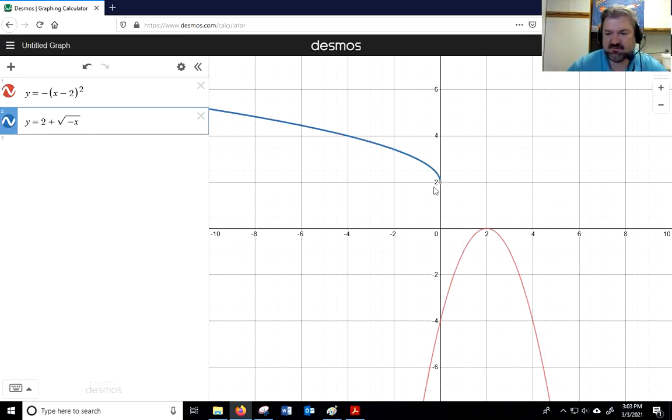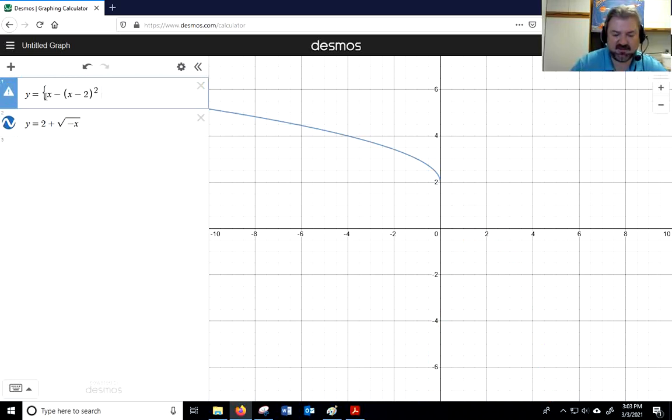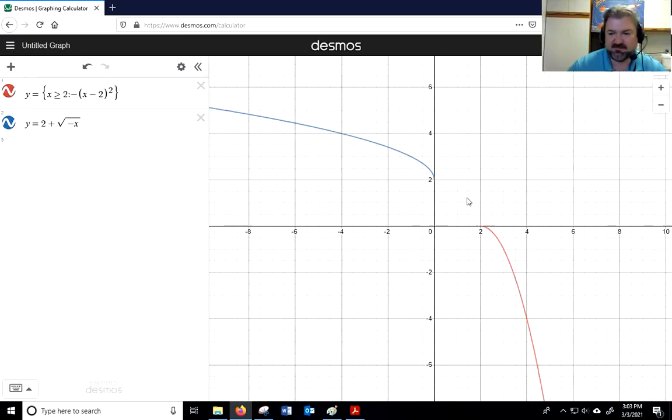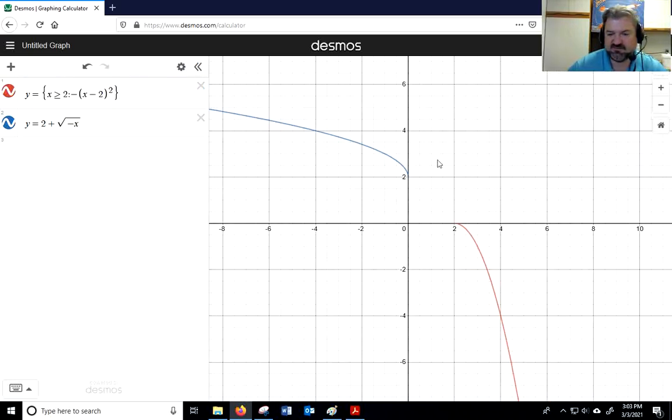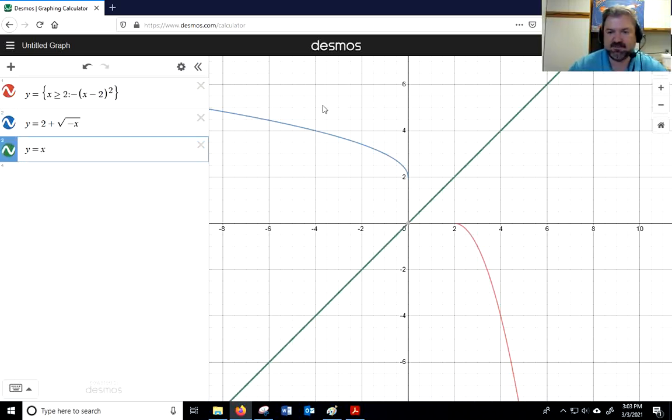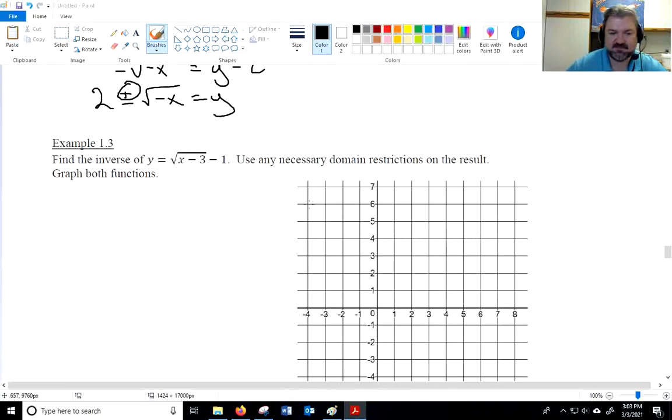Now you can see that these appear to be inverses, but because I didn't limit the domain of the red function, it doesn't look quite right, does it? Well, we can limit the domain by saying something like this: x greater than or equal to 2. And then we've limited the domain. And that gives us a little bit better picture of what's going on. And you can see the symmetry across the line y equals x, I hope. All right. Let's do the next one.